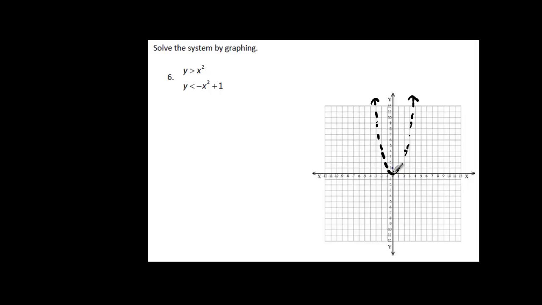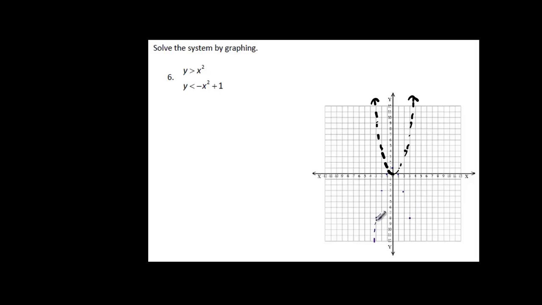So if I were to, for example, put 1 in here, I would get 0. That means negative 1, 0 is a point. If I plug in 2, 2 squared is 4, negative 4 plus 1 is negative 3. So 2, negative 3, and negative 2, negative 3. 3 squared is 9, negative 9 plus 1 is negative 8.